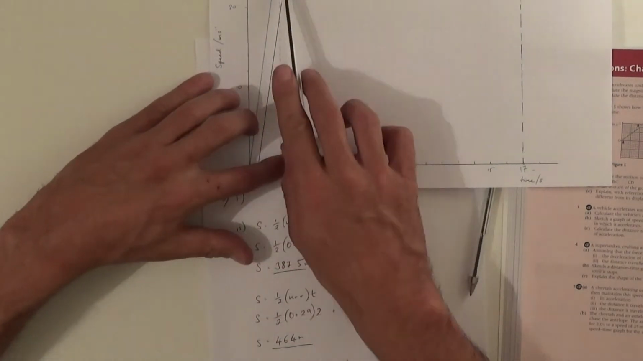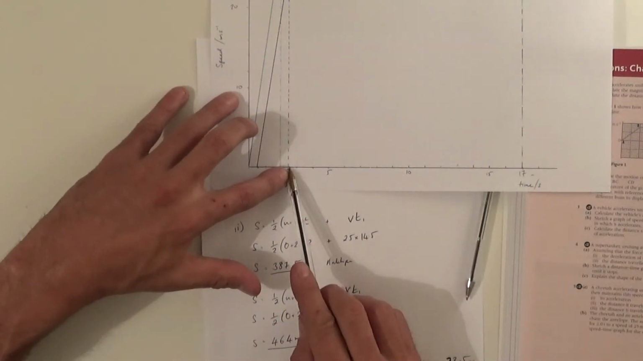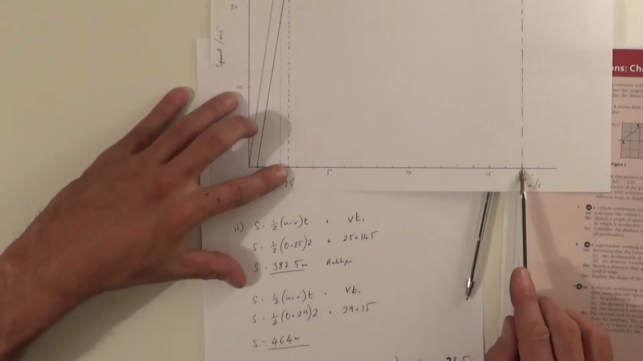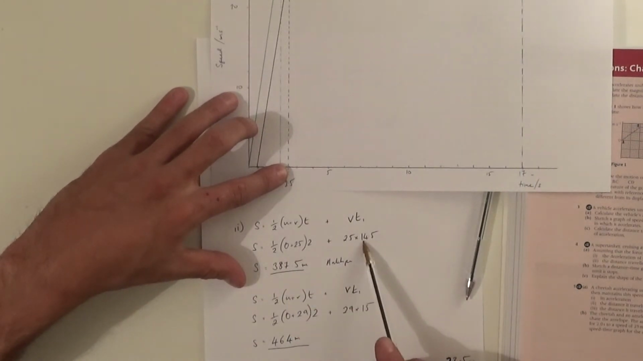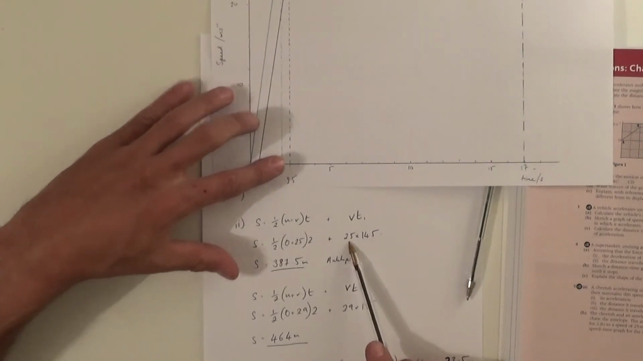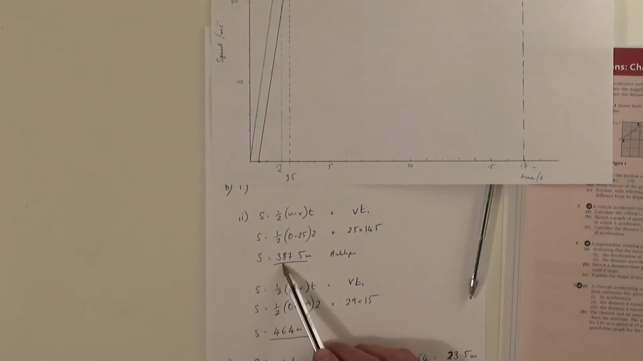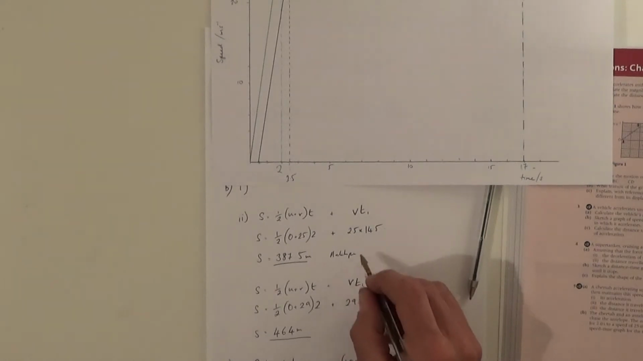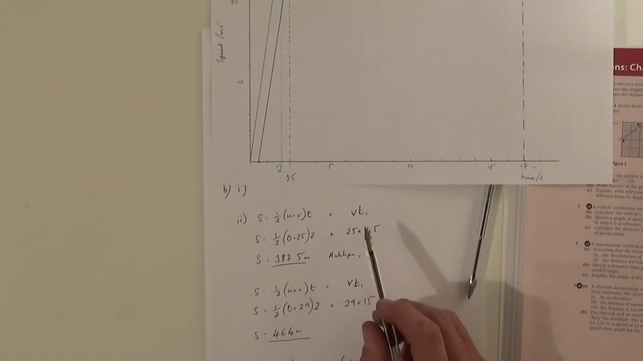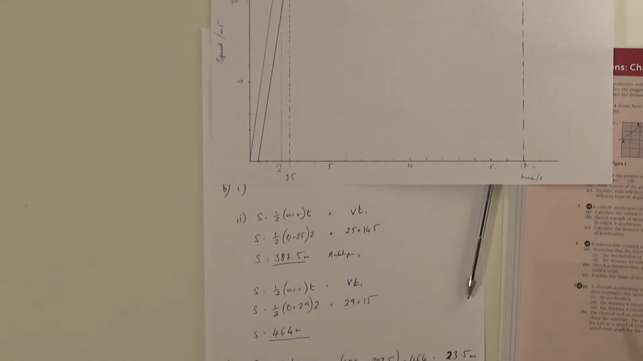Plus we want this bit under the graph here. Now from 2.5 seconds to the 17 seconds is 14.5 seconds at 25 meters per second. When you chuck those numbers in, you get 387.5 meters. That's the distance the antelope travelled in those first 17 seconds. Okay. If we do the same thing for the cheetah, we get 464 meters. That's basically the end of the green line for the cheetah.